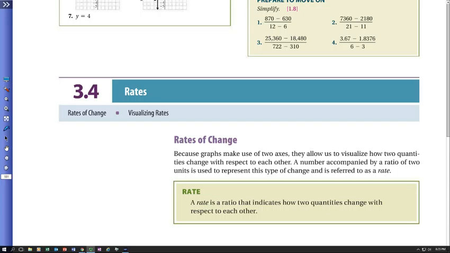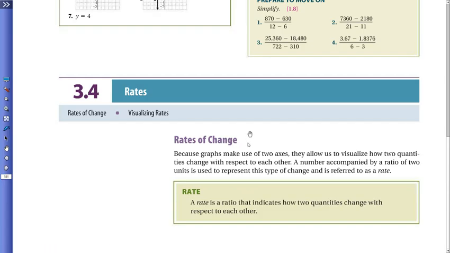Chapter 3, Section 4, Rates. We're going to talk about rates of change and visualizing rates. Basically, a rate is a fraction. It's a comparison between two numbers, and that's the first definition they give us.